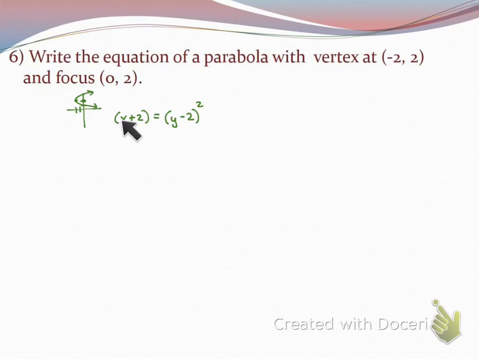Oh, hold on now. The variable with degree 1 gets the 4p. What's p? What's the distance from the focus? 2. So if p is 2, what's this right here then? Nice. Can you follow it? Okay.